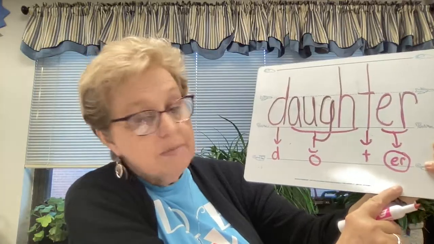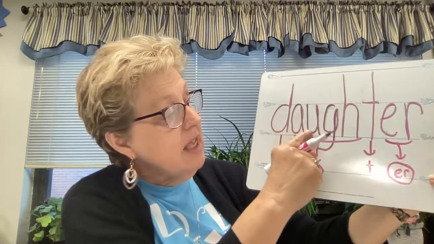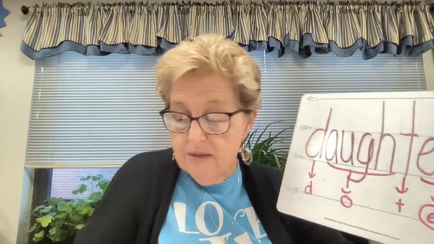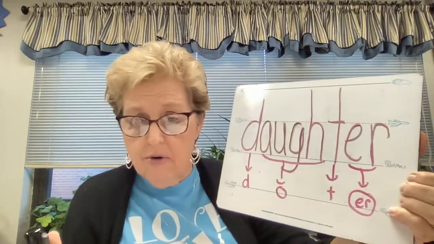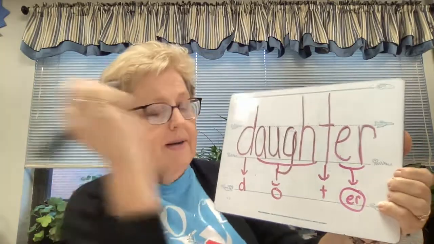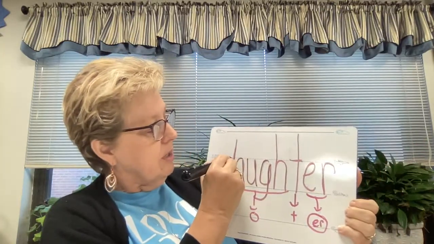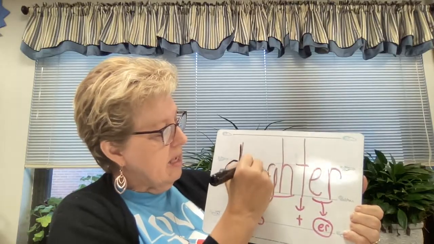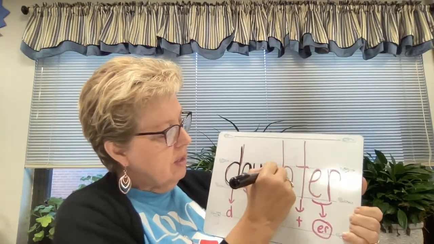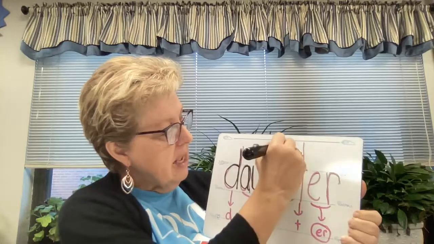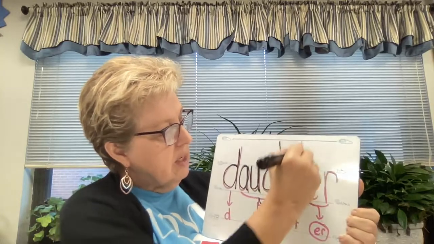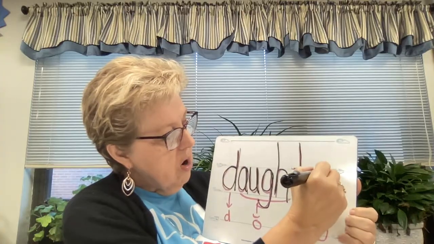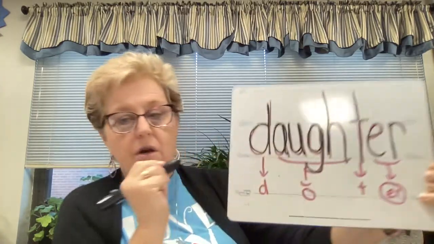Daughter. But it's spelled D-A-U-G-H-T-E-R. Is the correct way to spell that word. That's why it is a trick word, a very tricky word. Okay, let's spell it. Daughter. D-A-U-G-H-T-E-R. Daughter.